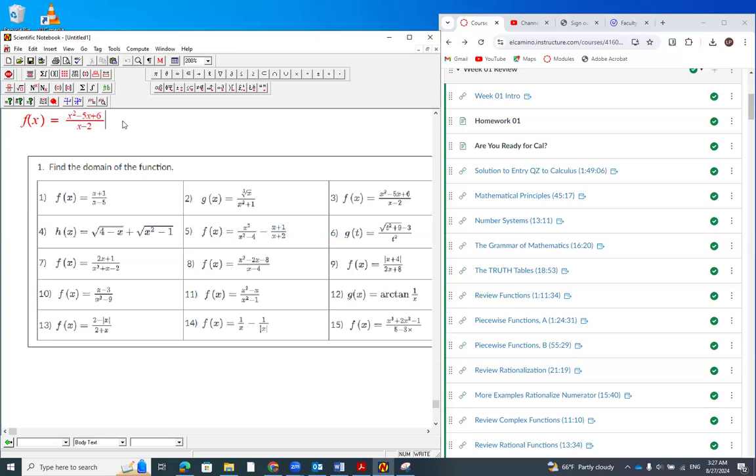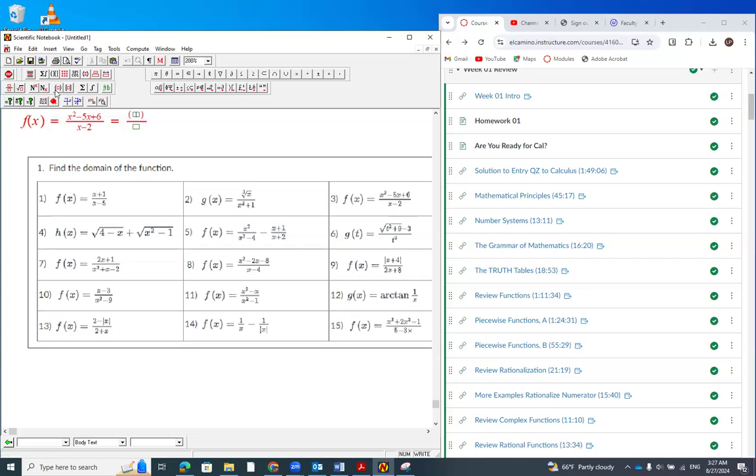If you factor the numerator, you're going to get x minus 2 multiplied by x minus 3, divided by x minus 2, and say, hey, I can cancel x minus 2 and I'm going to get x minus 3. Can I do that to determine the domain? Well, the answer is no. The answer is no. Why?